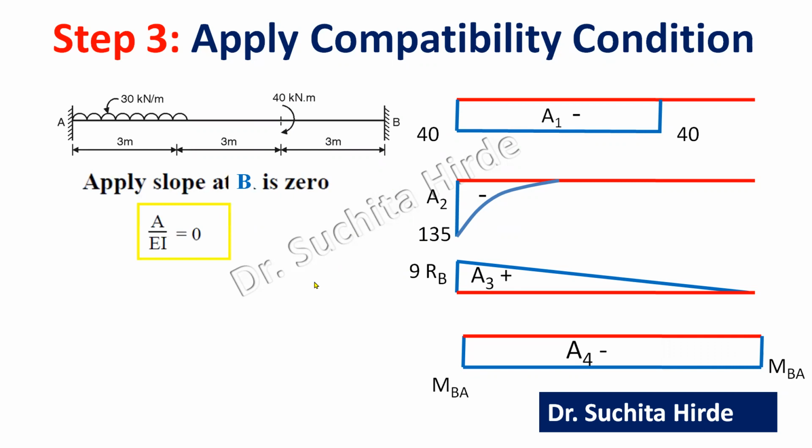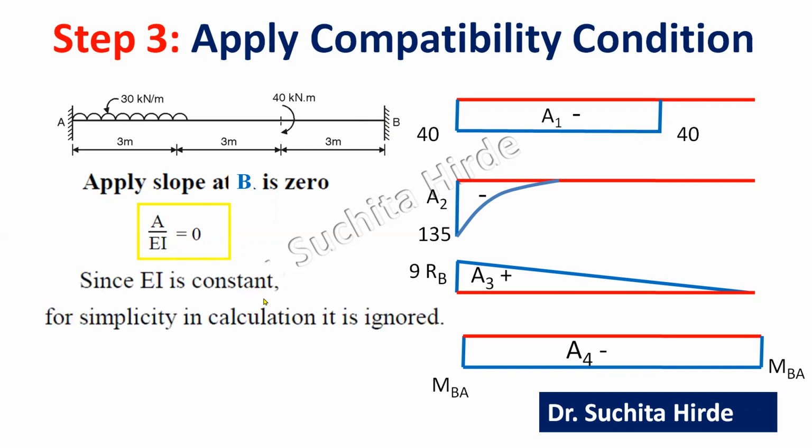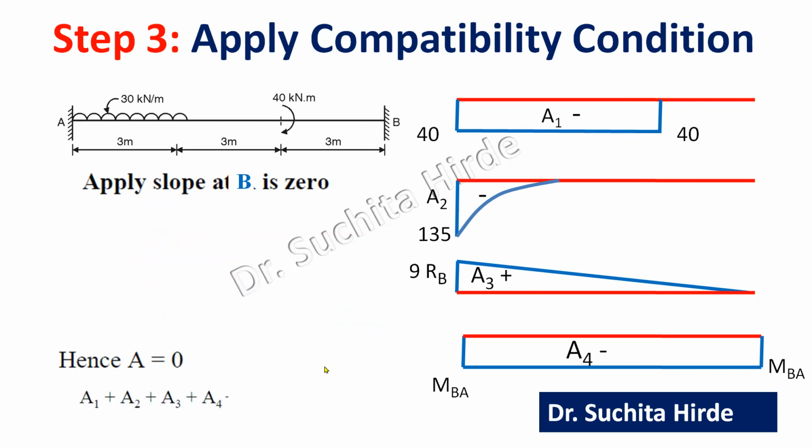Now next step is to apply the compatibility condition, and you know what the compatibility conditions are. So here we are going to apply the slope at B is equal to 0. So A upon EI is equal to 0. EI is constant, so for simplicity, we will ignore it. That means we are going to write A is equal to 0. A is equal to 0 means A1 plus A2 plus A3 plus A4 is equal to 0. So this is our first compatibility condition. So calculate A1, A2, A3, A4, add it, you will get the first compatibility condition.